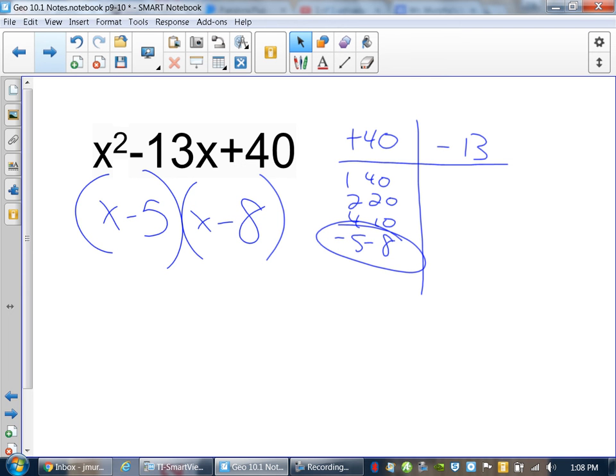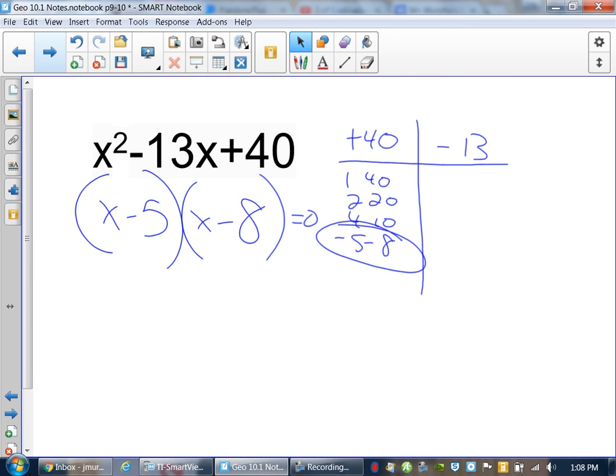Which creates what we call terms. Terms are your factored parts. Terms are always what goes in parentheses. The x minus 5 is a term, the x minus 8 is a term. What we do with terms is then we find what are called zeros. And that's when you set those equal to 0.